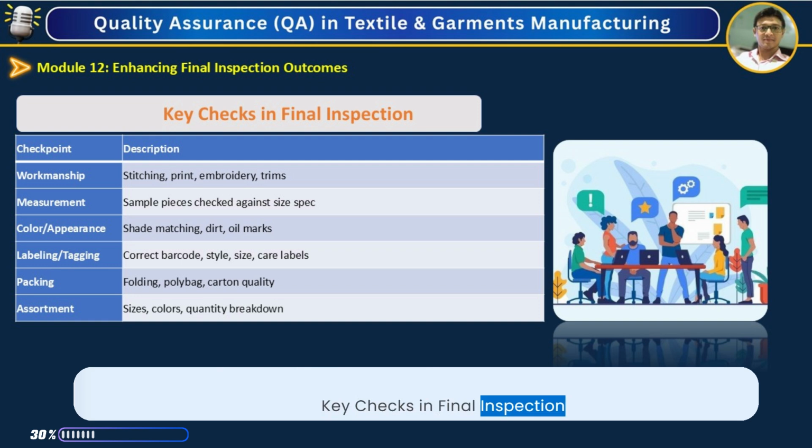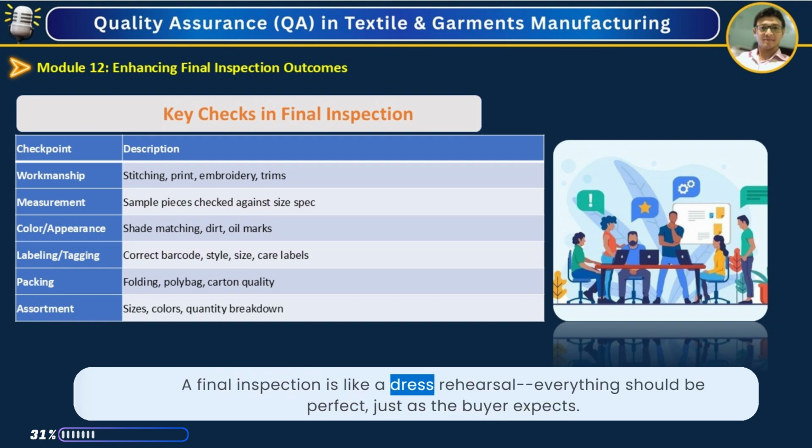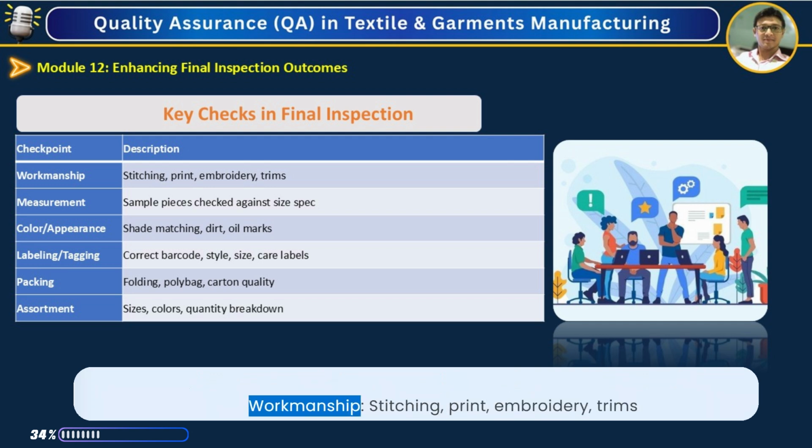Key checks in final inspection. A final inspection is like a dress rehearsal. Everything should be perfect, just as the buyer expects. Checkpoint description: workmanship, stitching, print, embroidery, trims, measurement, sample pieces checked against size spec, color appearance, shade matching, dirt, oil marks, labeling, tagging, correct barcode, style, size, care labels, packing, folding, polybag, carton quality, assortment, sizes, colors, quantity breakdown.